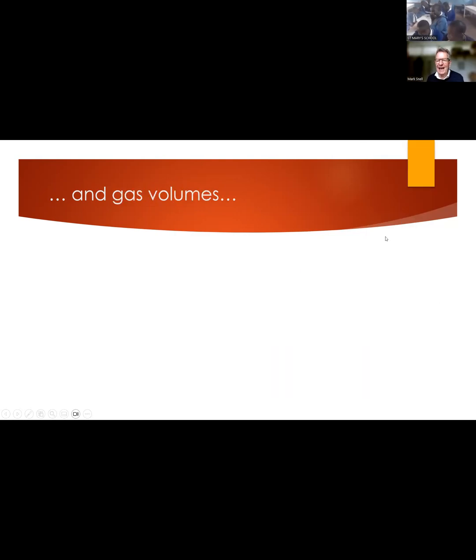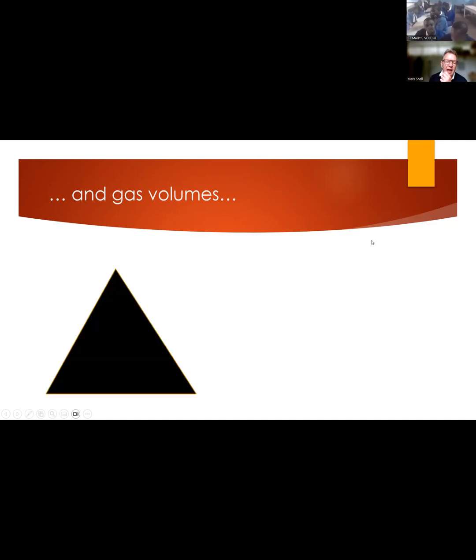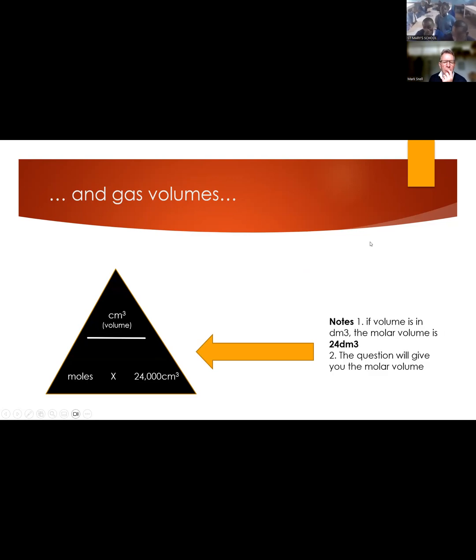And the last one is gas. Their volumes are measured out. And for them, the volume is at the top, moles is at the bottom, and what we call the molar volume, 24,000 or 22,400, is at the bottom. This is like the one for the masses. If you remember the one at the masses, look at the one for the masses.